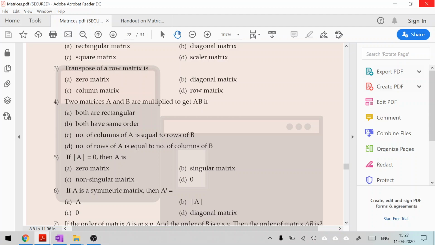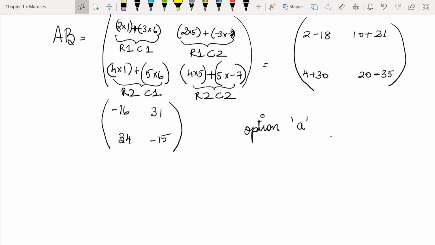Okay, what is the answer? Answer is option C. Fourth one, the answer is option C. The number of columns of A is equal to rows of B. Fourth one, the answer is C. Okay.